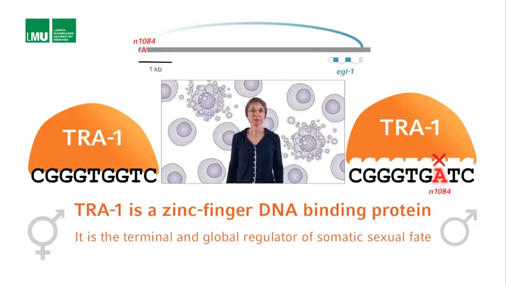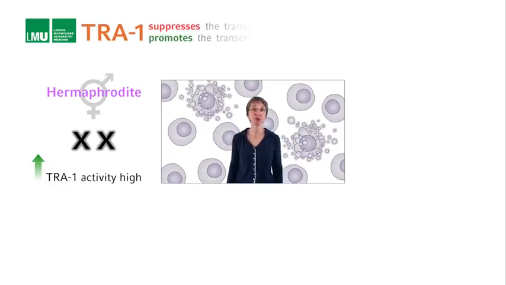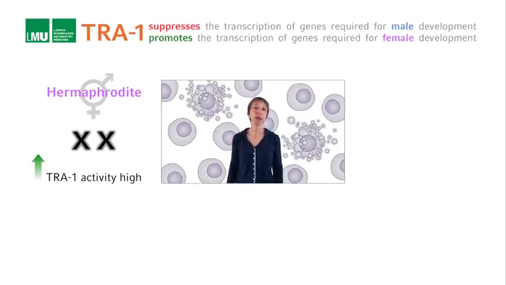What does this mean? It means that the activity of TRA1 determines whether a worm differentiates into a hermaphrodite or a male. In embryos that carry 2 X chromosomes, TRA1 activity is high. TRA1's function is to suppress the transcription of genes required for male development and to promote the transcription of genes required for female development. For this reason, an embryo with high levels of TRA1 activity will differentiate into a hermaphrodite.